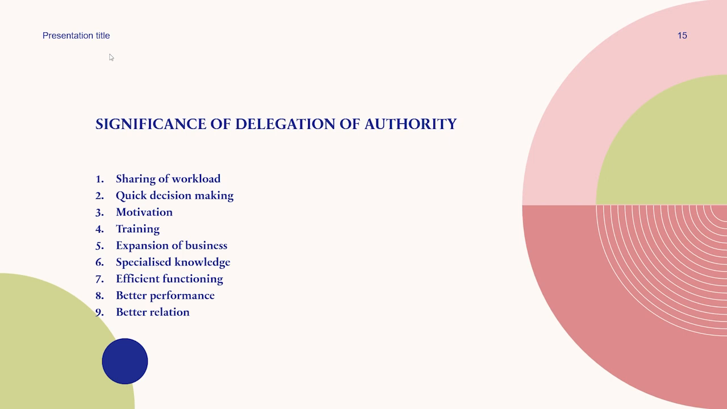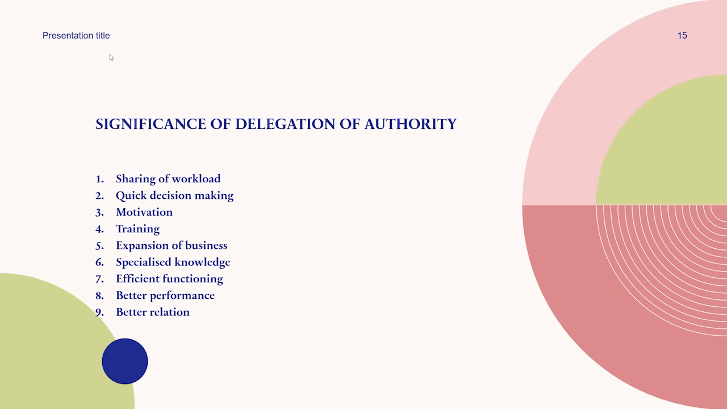Next one is quick decision making. The subordinates need not go to their supervisors every time for taking decisions regarding routine matters. Thus, it facilitates quick decision. Third point is motivation. Delegation helps to improve the job satisfaction, motivation, and morale of subordinates. Next is training. It serves as a tool of training executives for the future. This enables the organization to face future challenges efficiently.